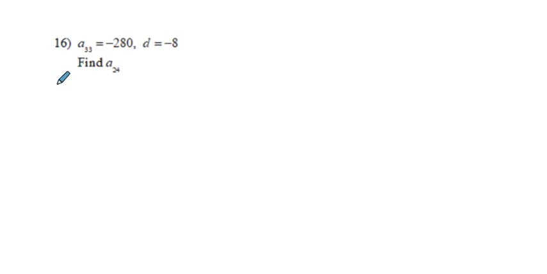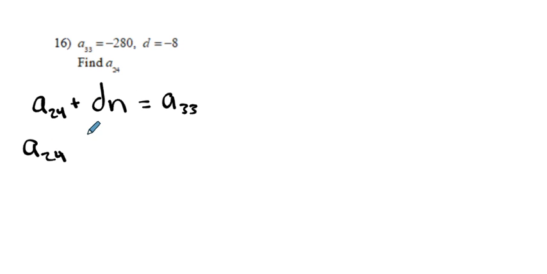Okay, let's kind of do what we did in problem 13, is that we said if we were to start with term 24, we're going to add a certain number of common differences to get to term 33. How many differences will we add? Okay, so it's difference times n. So for term 24, we know the difference is -8, but how many differences do we do to get from 24 to 33?